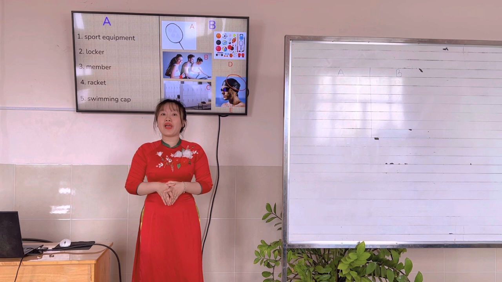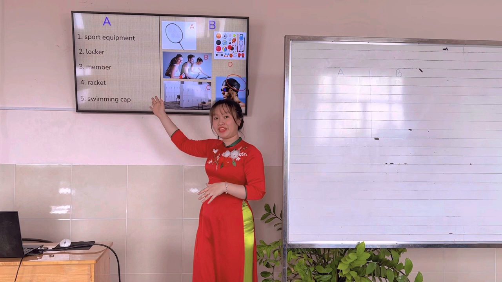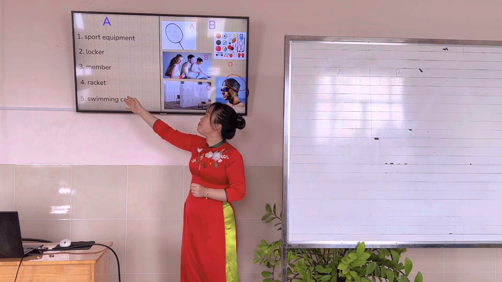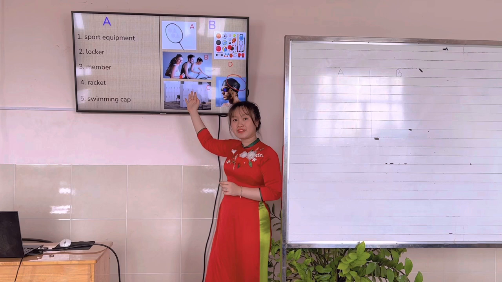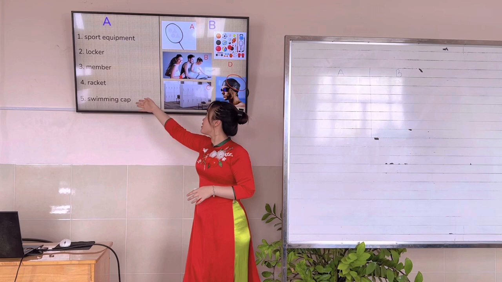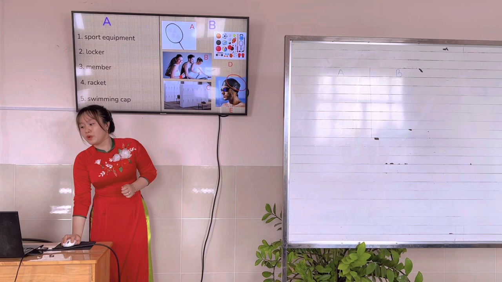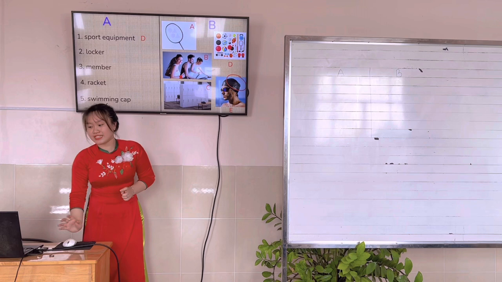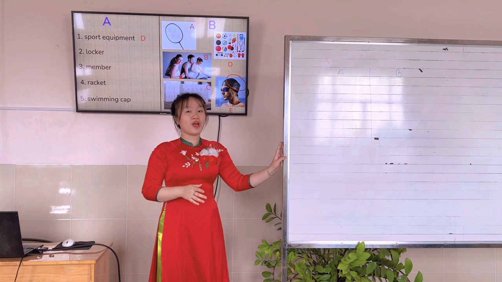Okay class, we will have two groups, group A and group B. Now class, how many columns are there? Two. Two, yes, column A and column B. How many words in column A? Five. And how many pictures in column B? Five. Yes, now in your group, discuss and match the word with the correct picture. For example, number 1, sport equipment. Which picture class? D. Yes, D.